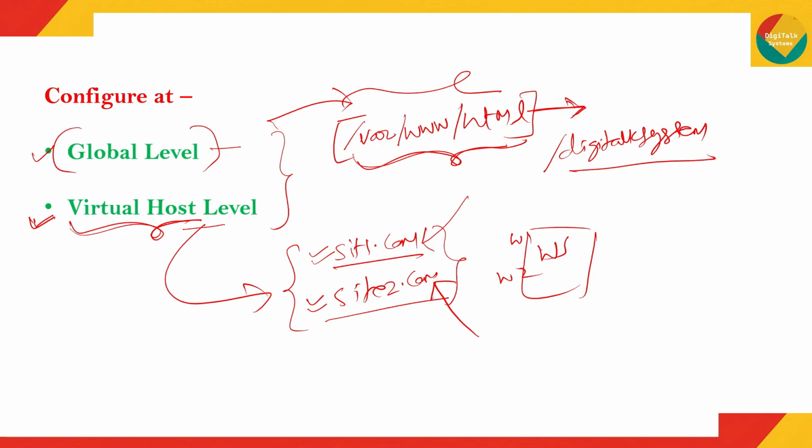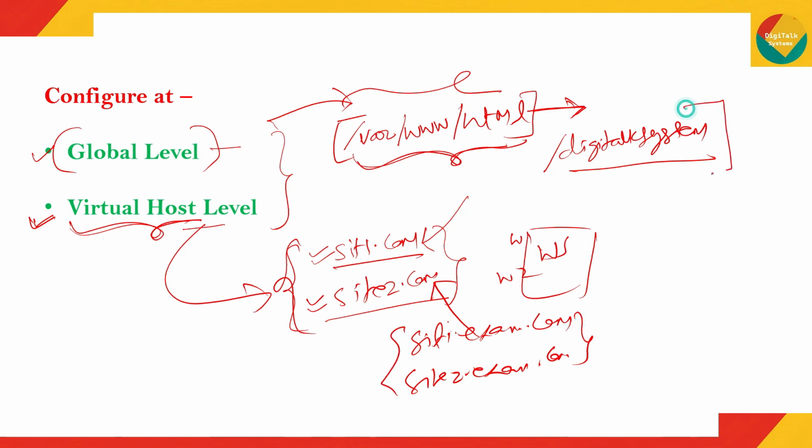systems, right? And for the virtual hosting we covered a demo website with site1.example.com and site2.example.com. So what I will do, I will show you how to configure the certificate for the global level, and I will utilize this website. And for the virtual host level, I am going to utilize these two websites which we have already deployed, right?